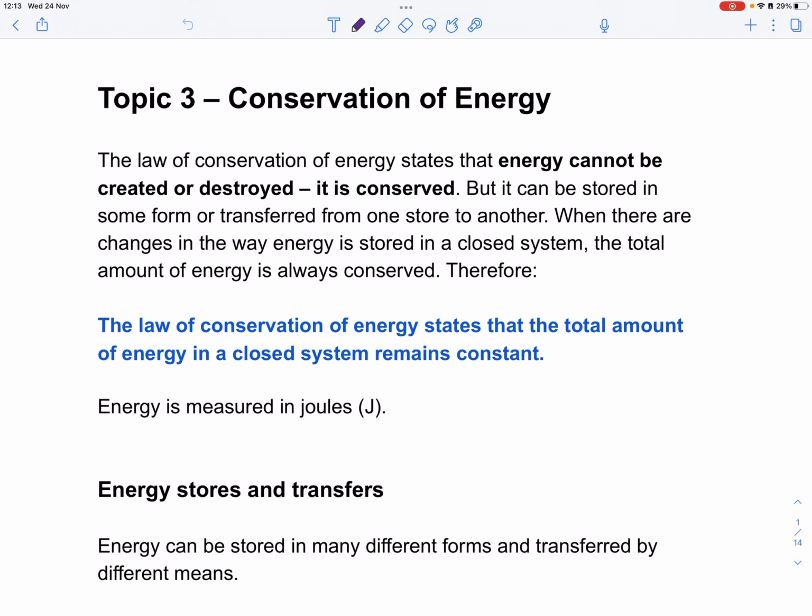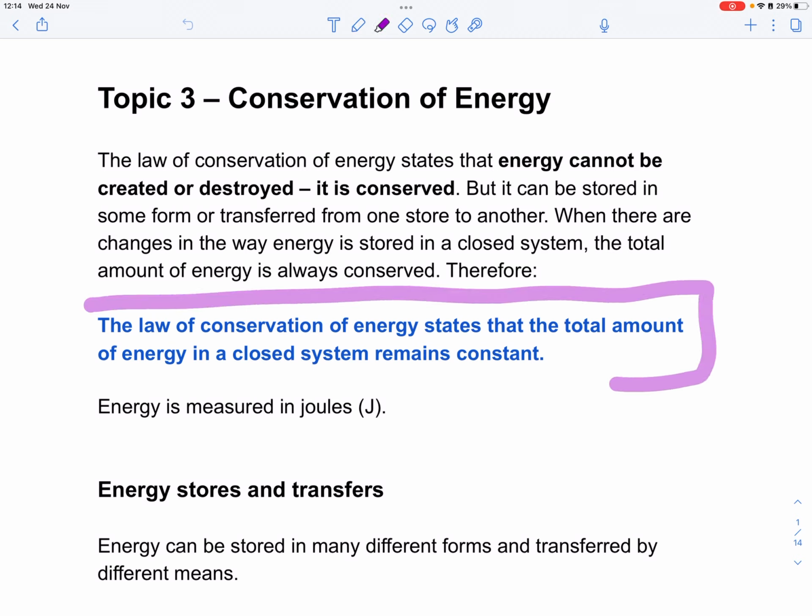It remains constant. Now, the energy in one object might change, and the energy in another object might change, or the energy in one store or form or type might change, but it is always transferred into another form or store, meaning that the total remains constant. It's a bit like the conservation of momentum. The momentum of individual objects might change, but the total remains the same, and that's the same with energy.